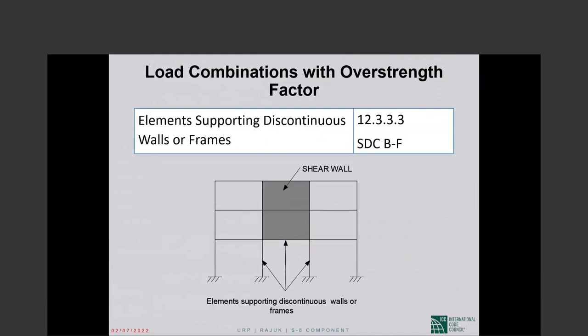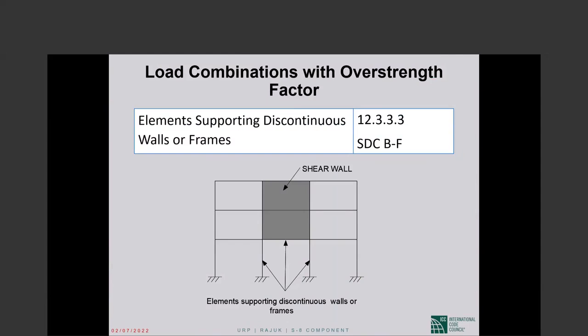The second, by far the most important place where you need to use load combination with overstrength factor is columns supporting discontinued shear walls. That is a simplistic way of saying, actually the code says structural members supporting stiffer elements or something like that, more generic.